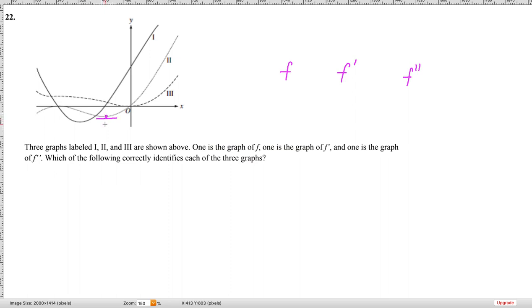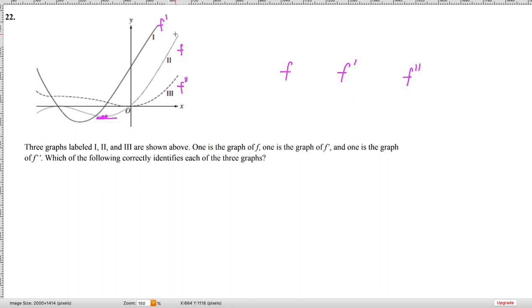So if 2 is f, then the third one cannot be f prime, because f prime needs to be 0 there, and it's not 0. It could be that 2 is f and this one is f prime, but then that would force this one to be f double prime.